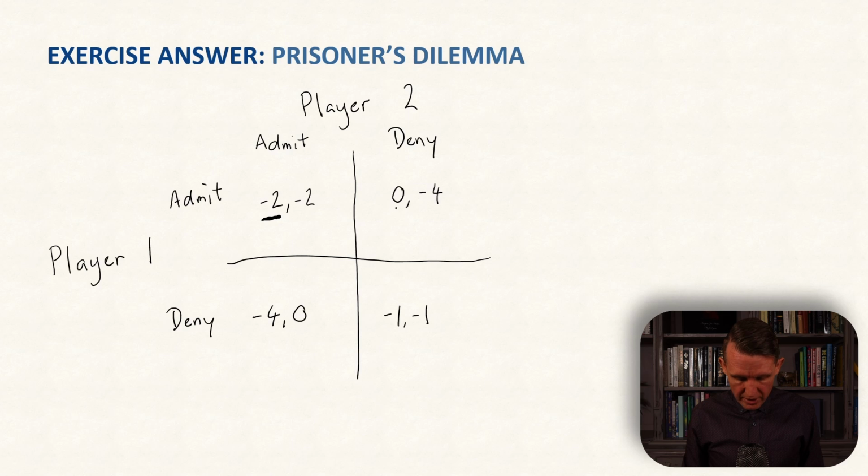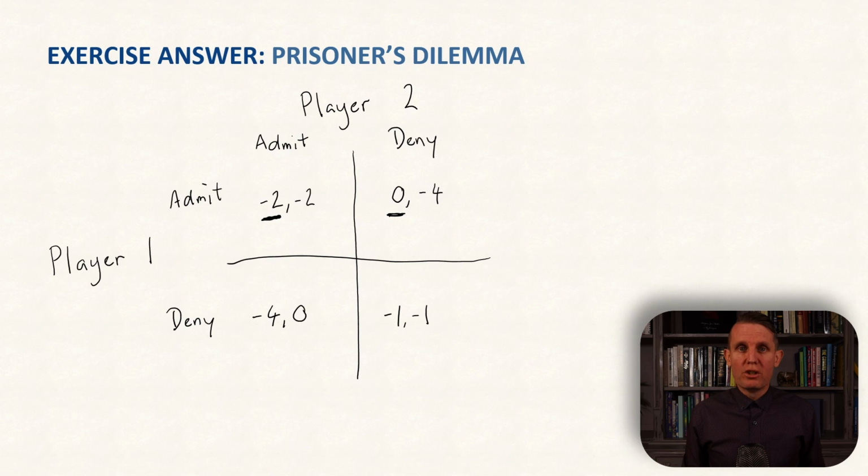If player 2 denies, we could either admit and get off with no years in prison, or we could deny and get 1 year in prison. Well, 0 is greater than -1, so we should admit. So what this means is, no matter what player 2 does, player 1's best response to that is to admit. Therefore, player 2 should admit, because no matter what player 2 does, it's the best thing player 1 could do.